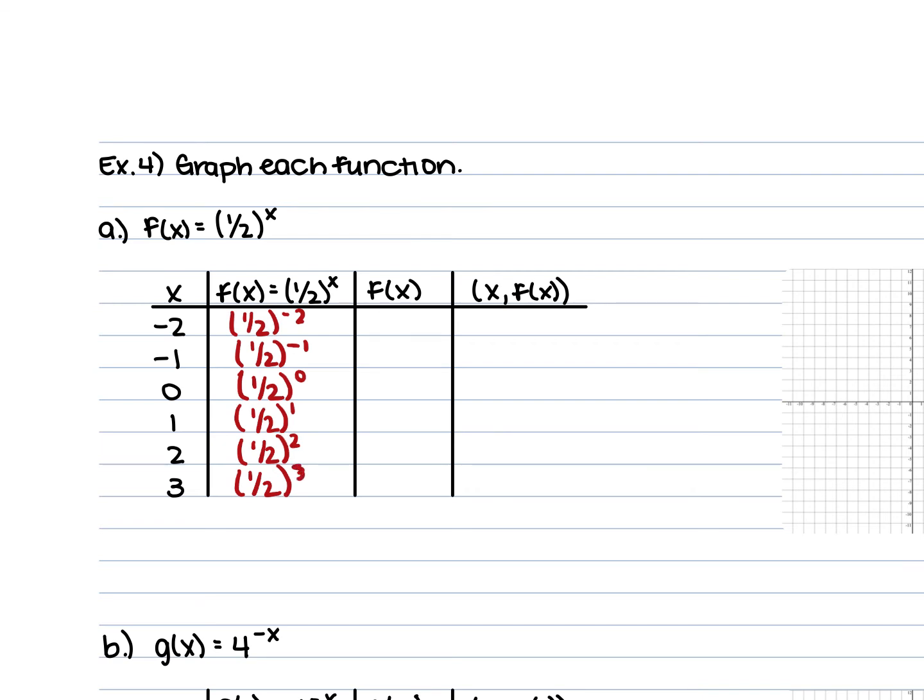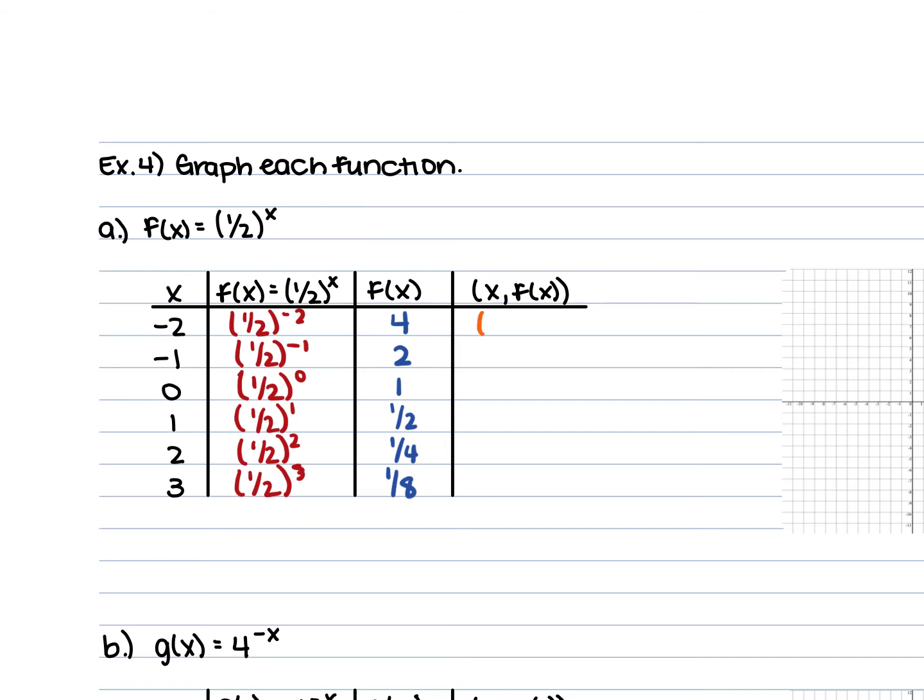For the negative 2 as your exponent, we're going to take the reciprocal of that 1/2, which is 2, and then raise it to the second power, which is 4. The 1/2 to the negative first is just 2. The 1/2 to the power of 0 is 1. 1/2 to the first is 1/2. 1/2 to the second is 1/4. And 1/2 to the third power is 1/8.